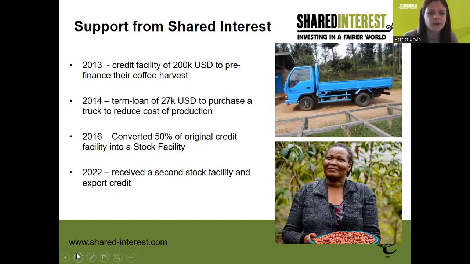So Shared Interest first began working with Coakaka in 2013 when we provided them with a credit facility of $200,000. This was to pre-finance their coffee harvest. And Shared Interest were actually the first international finance provider to work with Coakaka. So before securing this facility, Coakaka faced a lot of challenges paying farmers for their coffee each season.